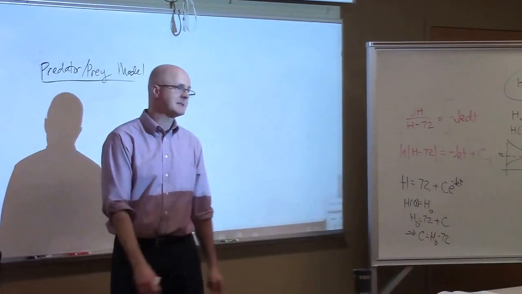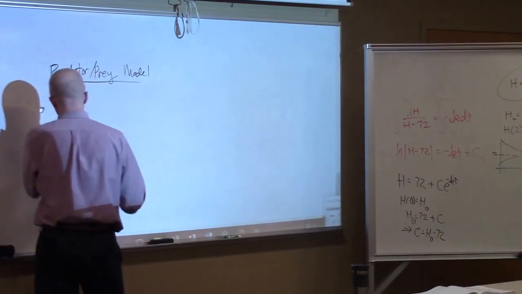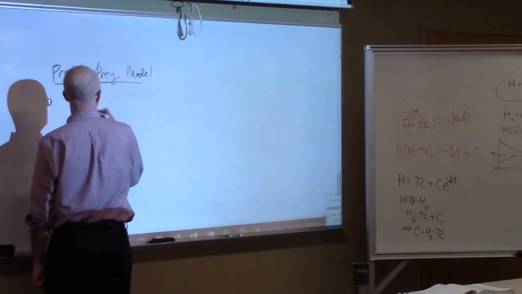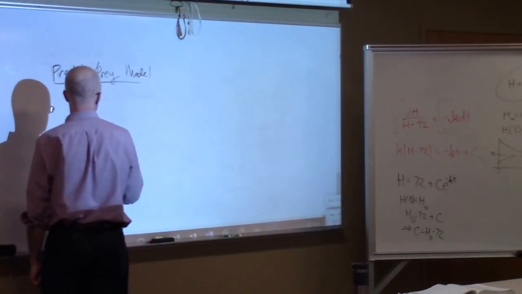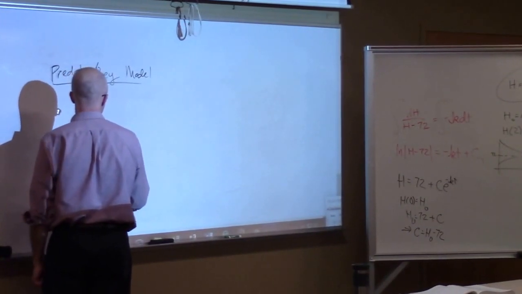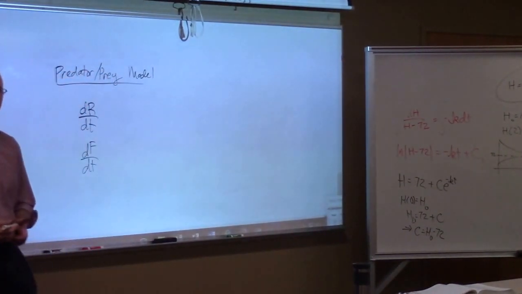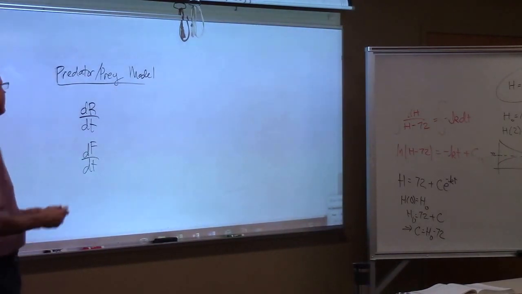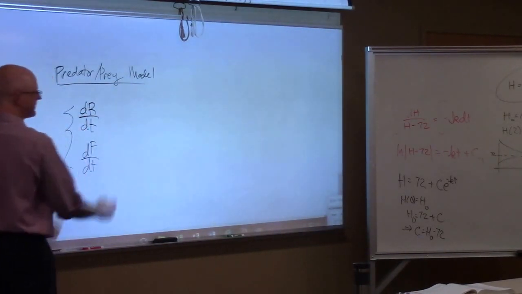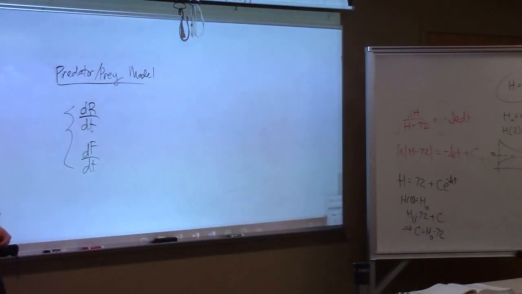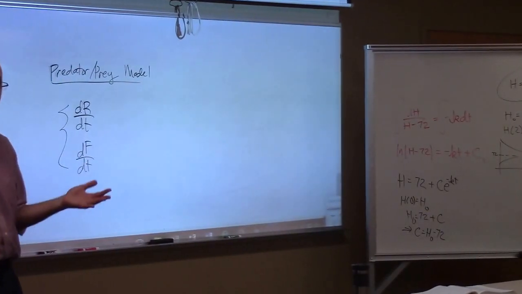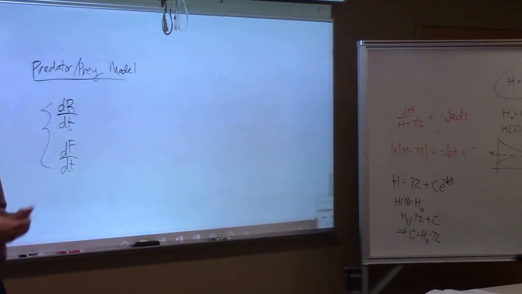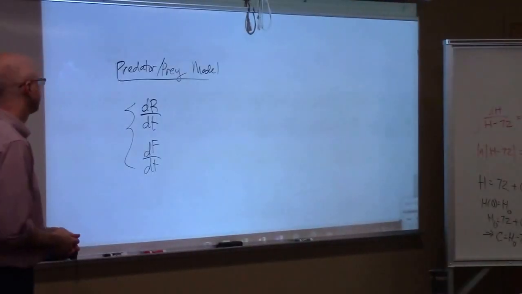Let's once again say rabbits and foxes. It's a system of two equations telling you the rate of change of the rabbit and fox populations with respect to time. So it's not just a single differential equation, it's a system of differential equations. Just like you can have systems of algebraic equations, you can also have systems of differential equations.